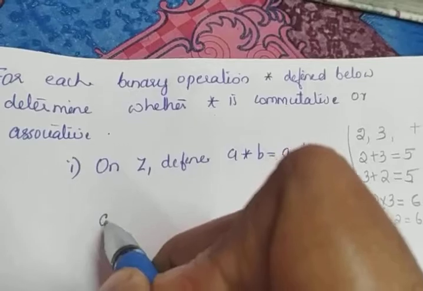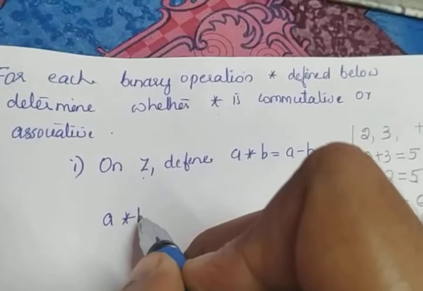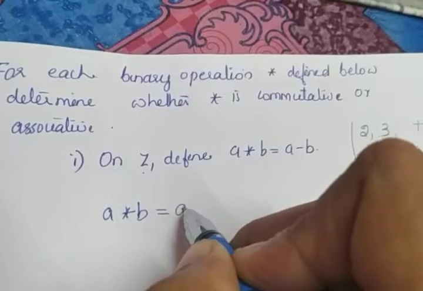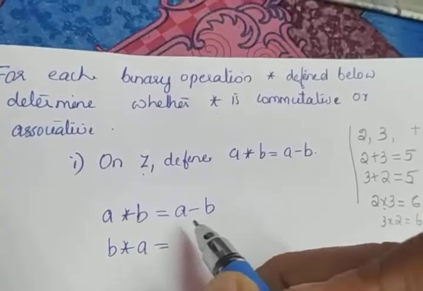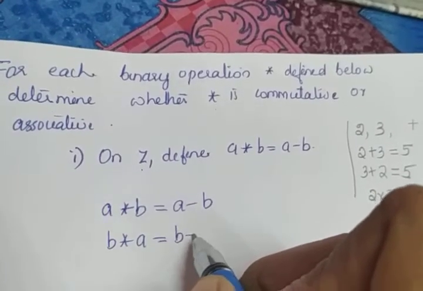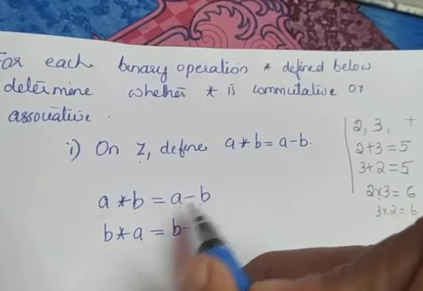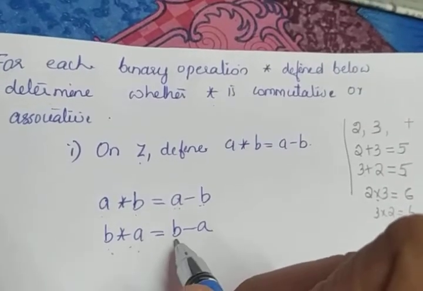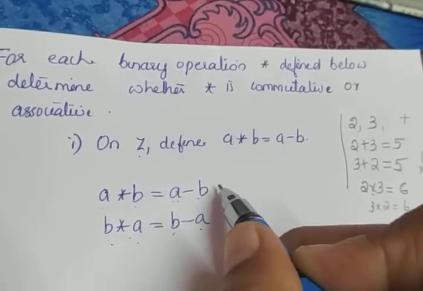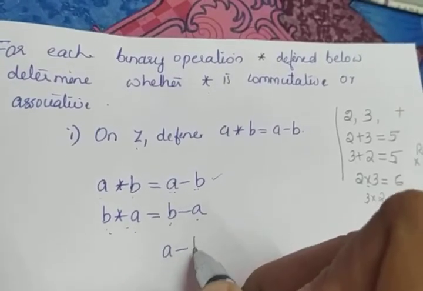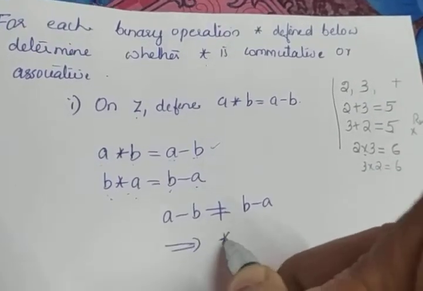So what we will do is we will write the definition, and the set given is the set of integers. A star B is equal to A minus B. What about B star A? B star A is equal to B minus A by definition, isn't it? A star B is A minus B, first term minus second term. So B star A will be quite naturally B minus A, because B is the first term and A is the second term. And by seeing itself, we are very sure that A minus B is not equal to B minus A. That means star is not commutative.